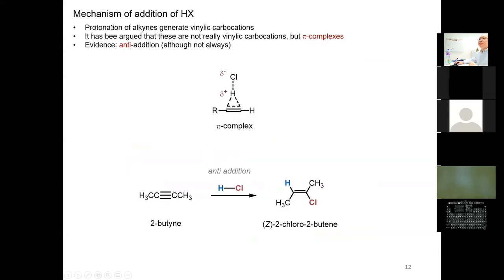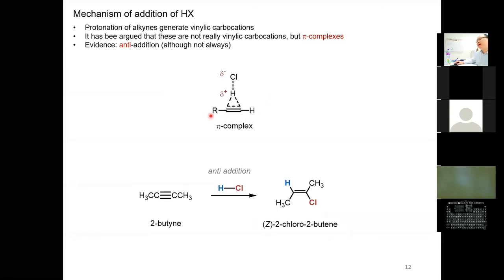So as we said, protonation of the alkynes generates vinylic carbocations, right? And another possible intermediate that people have been arguing about is this: some research points out that it may not be a carbocation at all. So it has been argued that these are really not vinylic carbocations, but pi complexes. So what does pi complex mean? Okay, it means this looks like a bromonium ion, right? Basically, the positive H here is complexing with the pi system to form a structure like this. So this we call a pi complex, all right?